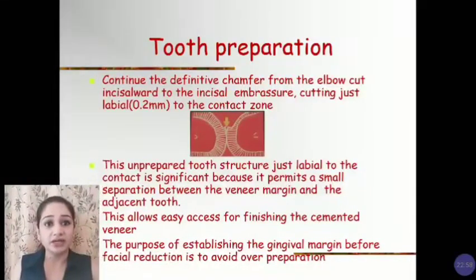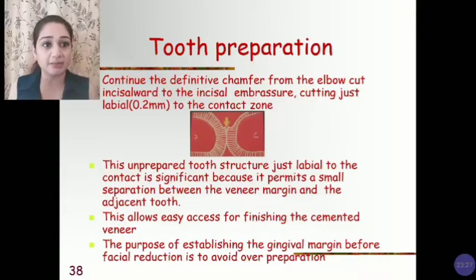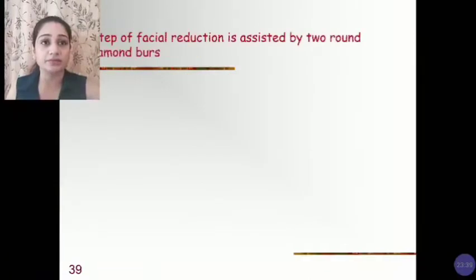Further, continue the definitive chamfer from the elbow cut incisalward to the incisal embrasure, cutting just labial 0.2 mm to the contact zone. This unprepared tooth structure just labial to the contact is significant because it permits a small separation between the veneer margin and the adjacent tooth. This allows easy access for finishing the cemented veneer. The purpose of establishing the gingival margin before facial reduction is to avoid over-preparation.